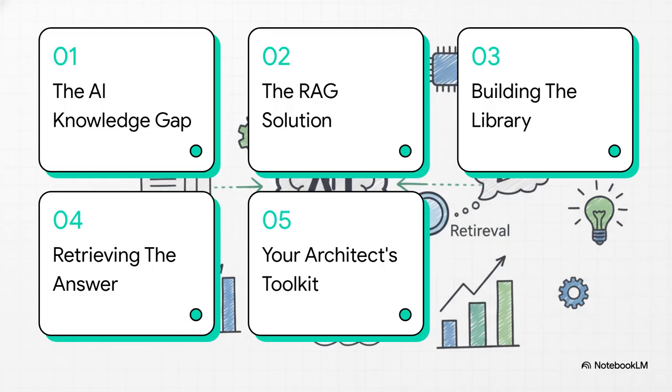Okay, so here's our game plan. We'll start with the AI knowledge gap and why RAG is the solution. Then, we'll get into the nitty-gritty of building the knowledge library and retrieving the perfect answer. And we'll wrap up by looking at your architect's toolkit to make it all happen.